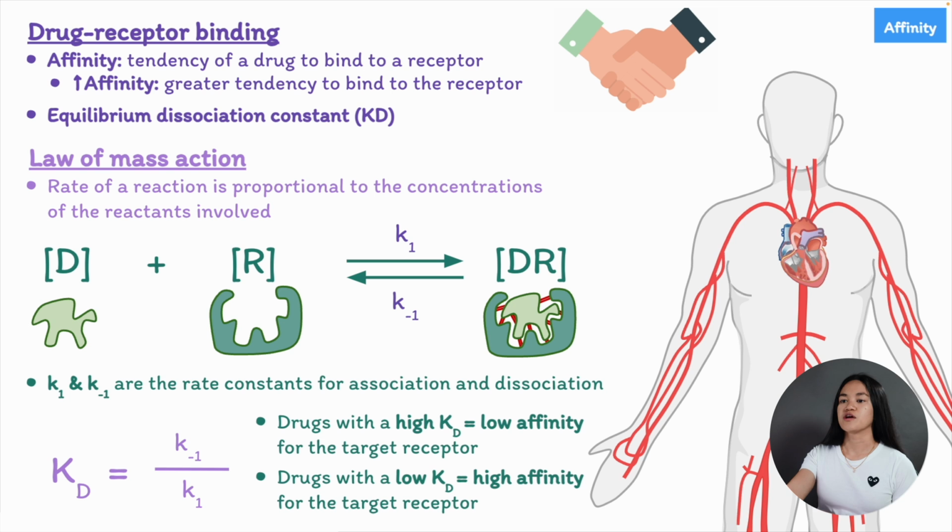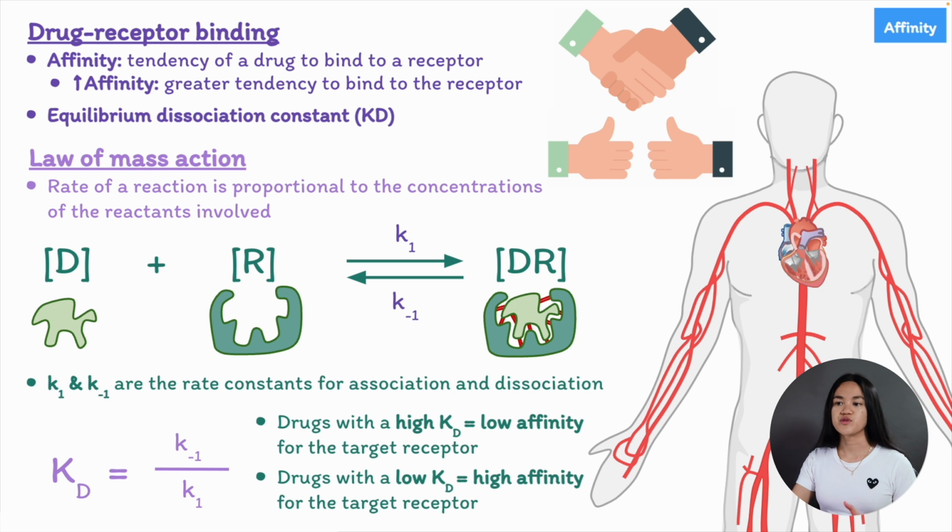Now think of KD as a measure of how likely a couple is to let go of each other's hand at the party. If the KD value is high, it means that the couple has a higher tendency to separate or let go. They're going to let go, all right? And if a drug has a high KD, it indicates that it has a higher tendency to dissociate or separate from its receptor, okay? On the other hand, if the KD value is low, it suggests that the couple is less likely to let go of each other's hand. It'll remain bound. So this is the same way as if a drug has a low KD, it means that it has a lower tendency to dissociate from its receptor.